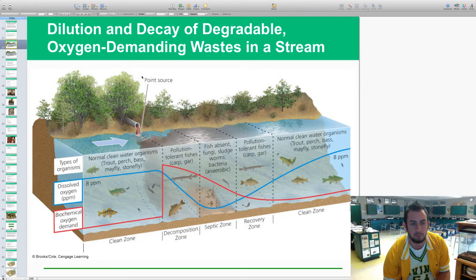We have our point source pollution here, and it's obviously deposited there. Above that point source, which is upstream, it's normal clean water. Organisms like trout, perch, bass, mayflies, and stoneflies, which need a higher oxygen parts per million, which in this case is about 8 parts per million of dissolved oxygen. Your biochemical oxygen demand or the decomposers are really non-existent, or at low levels. So you get a more pristine condition.